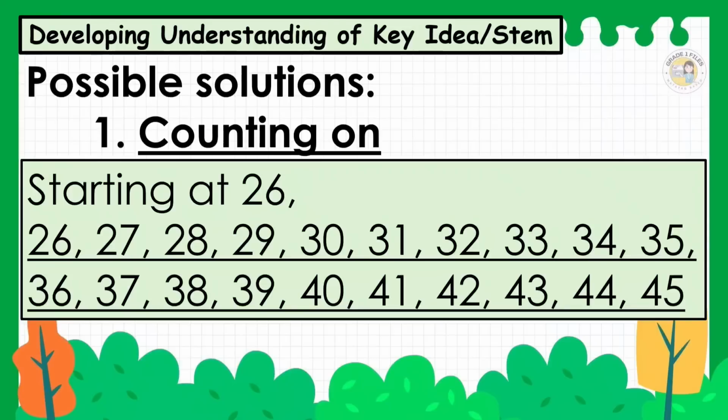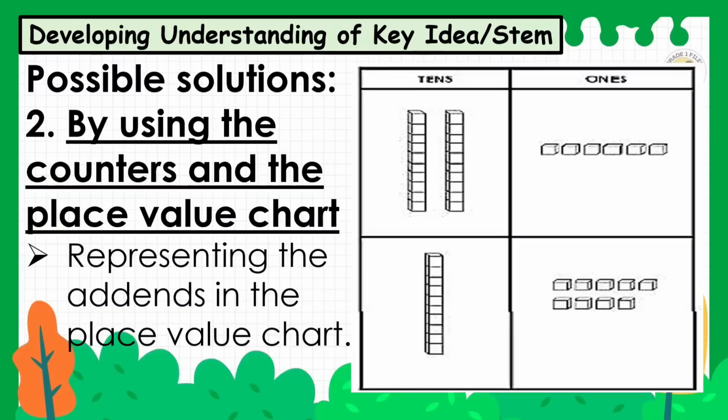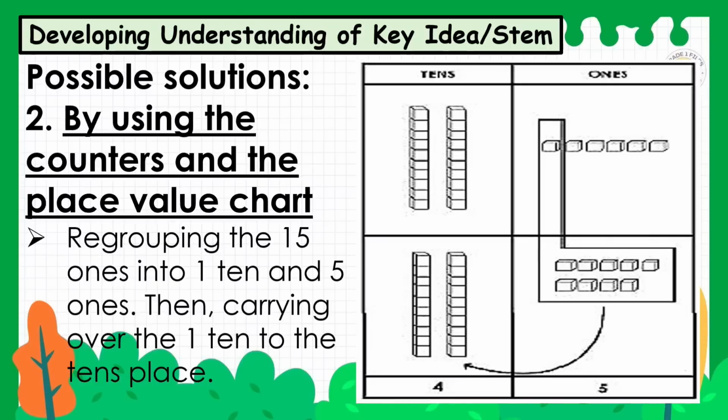Number 1 is counting on. So starting at 26 up to 45. Then starting at 26, count on by 10, then by ones. Second is by using the counters and the place value chart, representing the addends in the place value chart. Regrouping the 15 ones into 1 ten and 5 ones, then carrying over the 1 ten to the tens place.